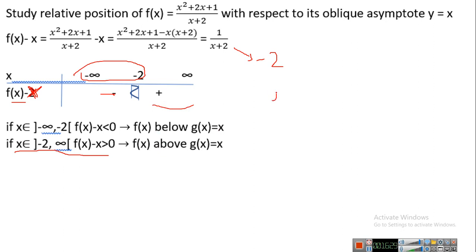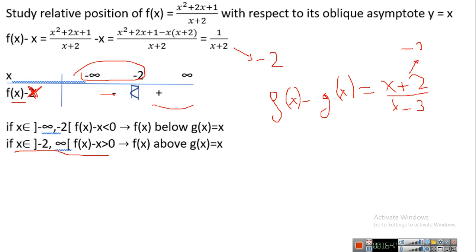I'm going to tell you, suppose for example you're doing f(x) minus g(x), you're going to get, for example, x plus 2 over x minus 3. So here how many roots do I have? I have 2 roots for the table of sign. One is minus 2, the other one is 3. 3 is impossible, but I write it as a hashed line. So you have minus infinity. I'm studying the relative position, don't forget. Here, the 3 is impossible.